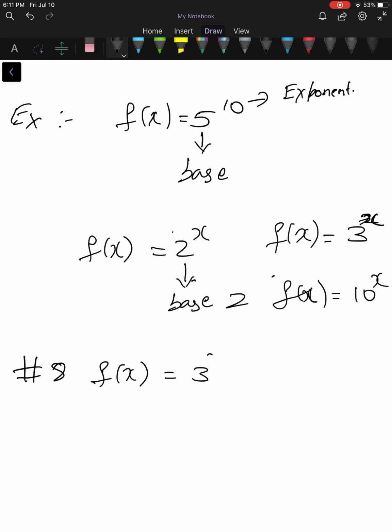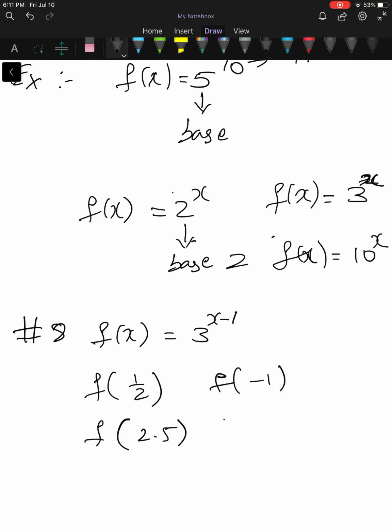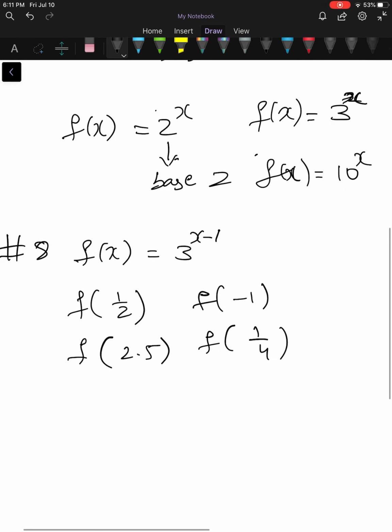The function is f of x is equal to 3 to the power of x minus 1. And you are asked to evaluate all these values: f of 1/2, f of 2.5, f of -1 and f of 1/4.